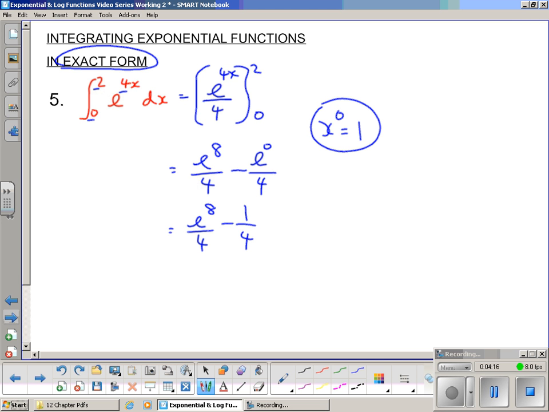So seeing they're both over 4, another valid answer here would be to say e to the 8 minus 1 both over 4. Notice there's no plus c here because we're going to get an exact form. These are definite integrals right now.